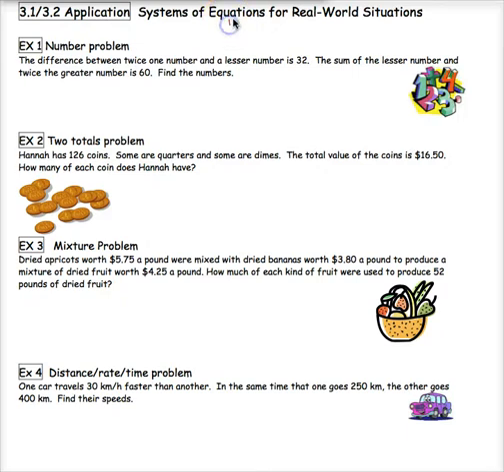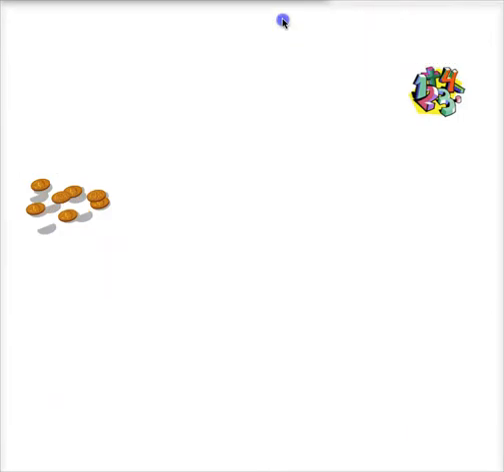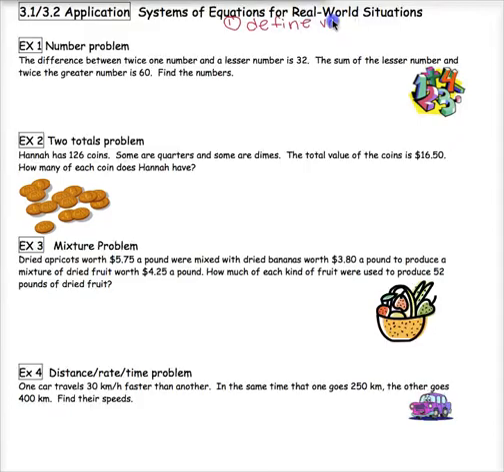The first one is the one that most people forget, and that is to define your variables. So tell me what the variables that you're using stand for, because they all stand for something in word problems. Second step is you need to clearly write your system of equations.